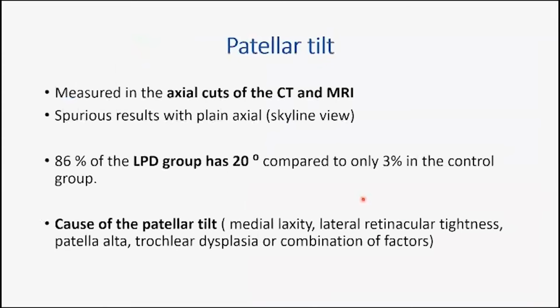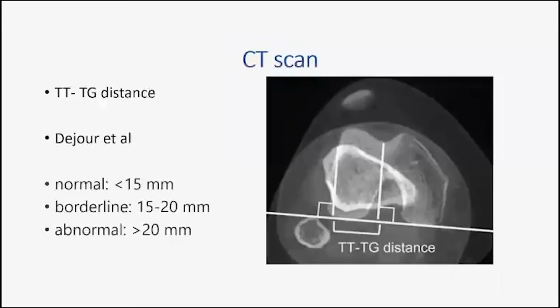Patellar tilt is measured in the axial cuts of the CT and the MRI, and false results occur in the plain X-ray due to the degree of knee flexion we have. And it is an important risk factor in many patients with recurrent patellar dislocation. And it occurs due to medial laxity, lateral retinacular tightness, patella alta, trochlear dysplasia, or a combination of these factors.